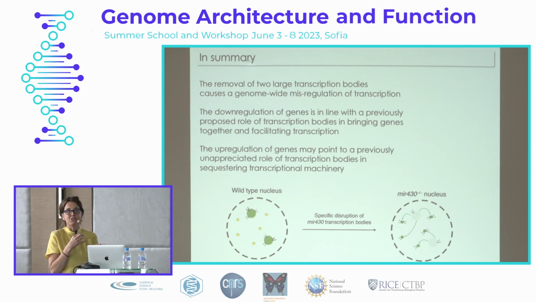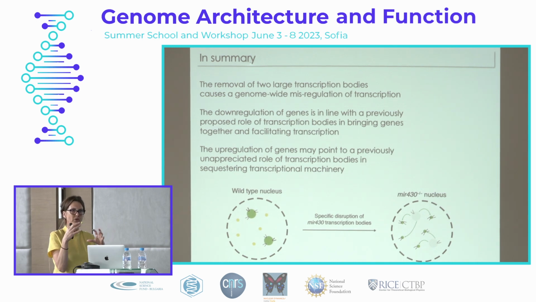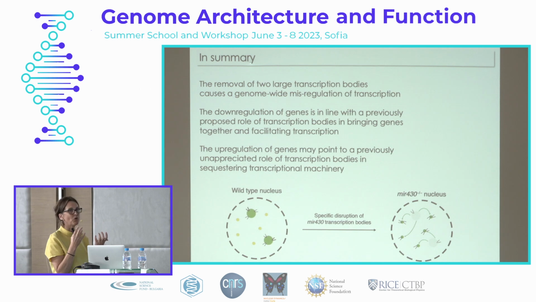The downregulation of hundreds of genes we think is in line with this previously proposed model where genes come together to benefit from a local high concentration of machinery, but more work will need to be done to really characterize this better. The upregulation of genes, we think, might represent the underappreciated role of transcription bodies in sequestering machinery, and this might be an important general role of transcription bodies in transcription regulation.